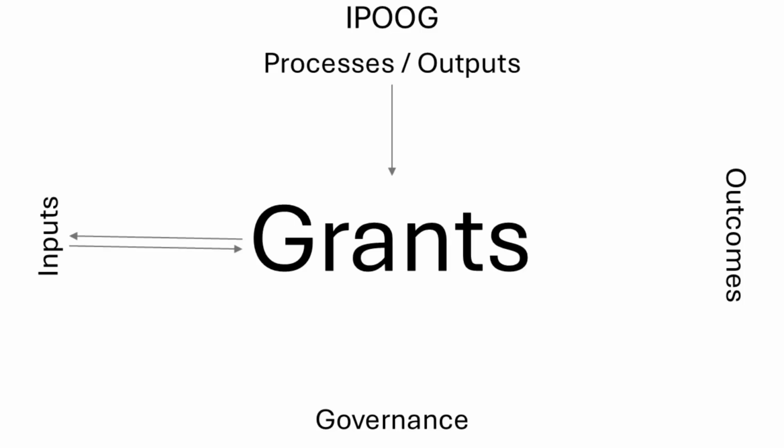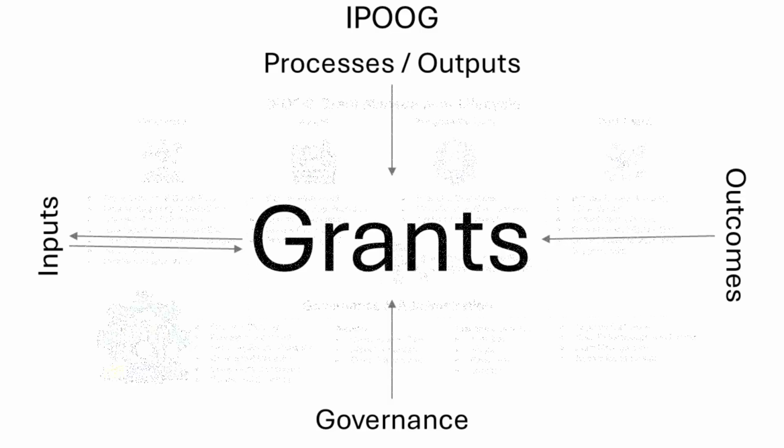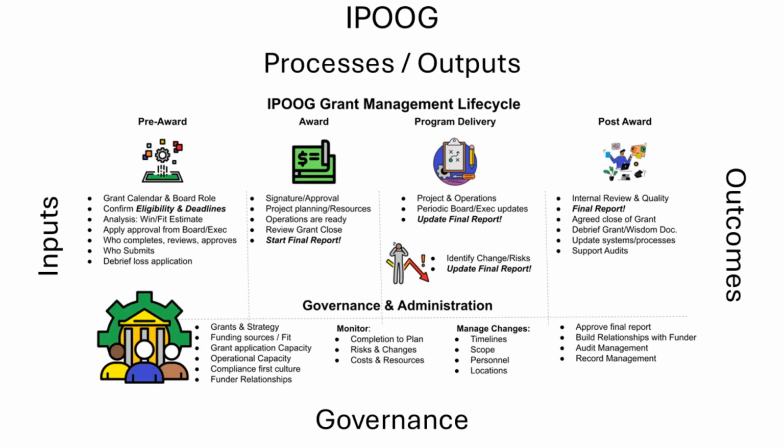Volunteers work on the project funded by the grant. Accounting and reporting processes support the outputs and outcomes. Staff, volunteers, and the board manage the grant project as part of governance. The grant management lifecycle helps organizations understand what it takes to successfully apply for and manage a grant.